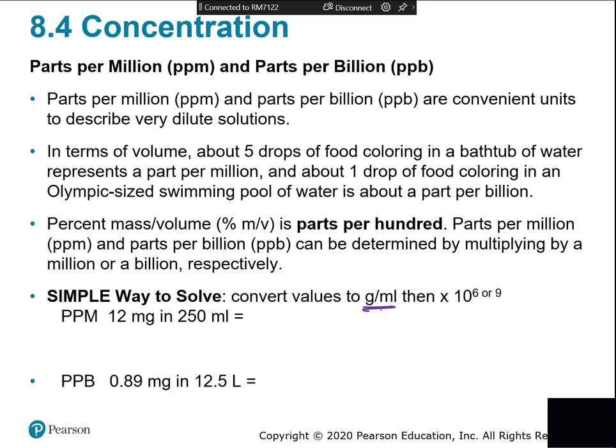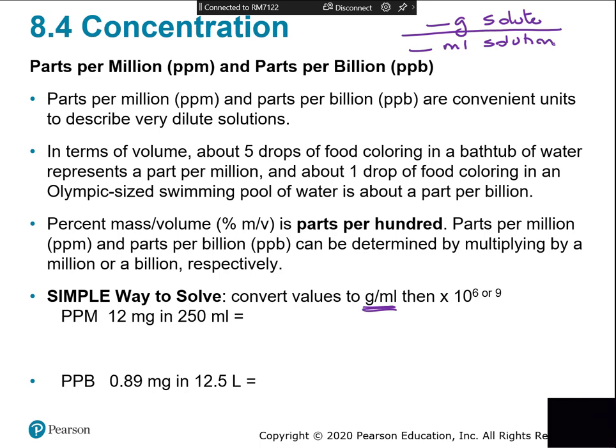The easiest way to solve any of these is to put your mass of your solute in grams, then divide by the volume of the solution, but make sure the unit is in milliliters. Whatever your mass amount is of the solute, put it in grams, put your volume of your solution in milliliters, and then if you want to convert to parts per million, you multiply your answer times a million. If you want parts per billion, you just multiply whatever you get in this math times a billion. So here are some examples.